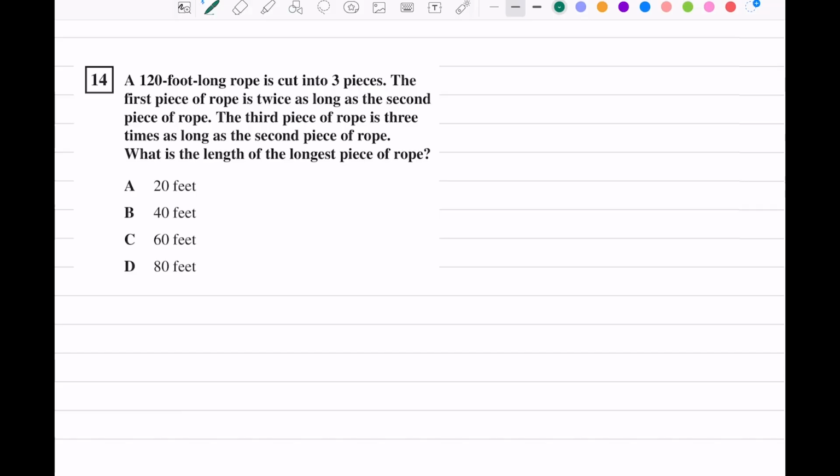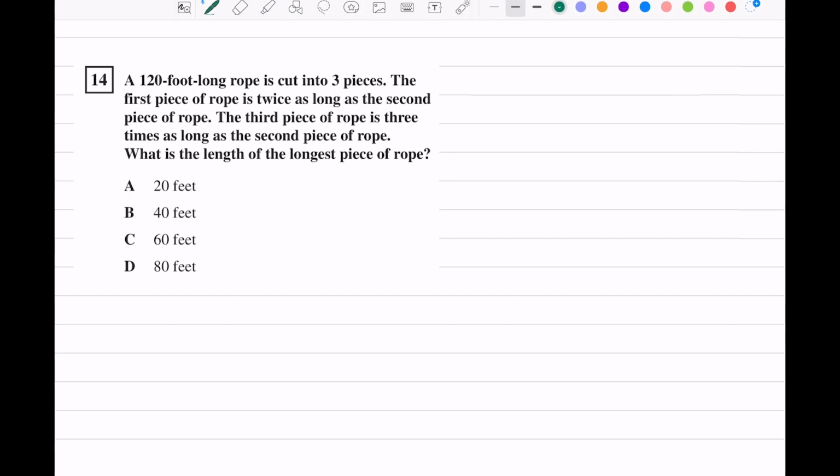A 120-foot long rope is cut into 3 pieces. The first piece of rope is twice as long as the second piece of rope. The third piece of rope is 3 times as long as the second piece of rope. What is the length of the longest piece of rope?